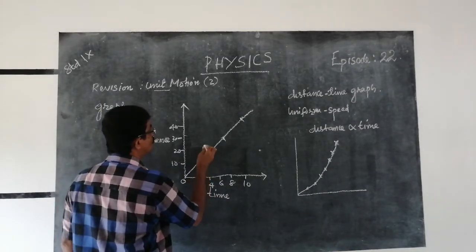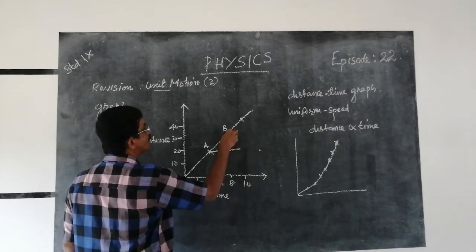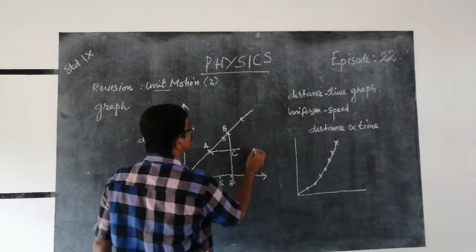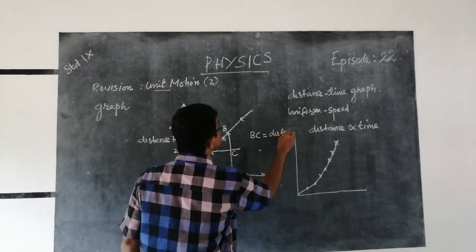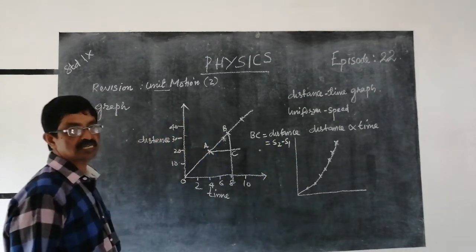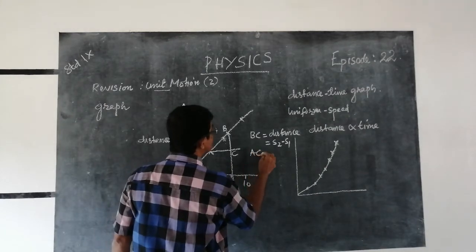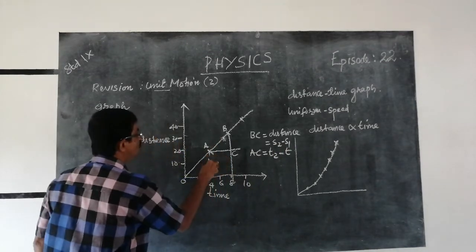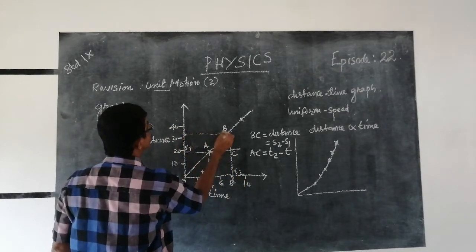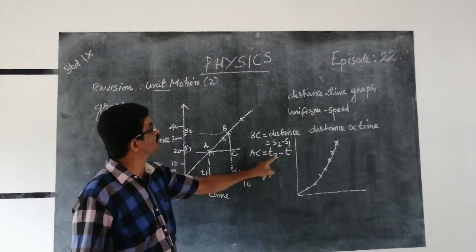Consider any two points. Suppose this one is point A, and this another is point B. Draw a line parallel to this, and here another line. Suppose this point is C. Let BC represent the distance, which is equal to S2 minus S1, and AC is the time, which is equal to T2 minus T1. Here the time T1, here the time T2. This distance is here S1 and this S2. This straight line distance is also equal to displacement. So here BC is distance and AC is the time interval.